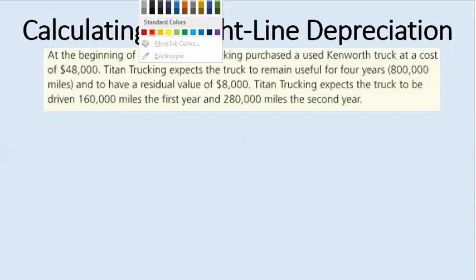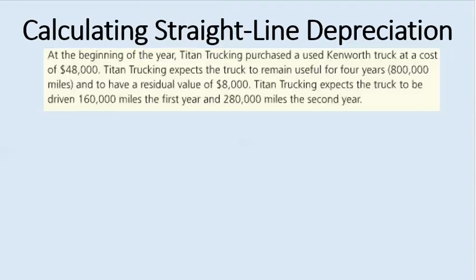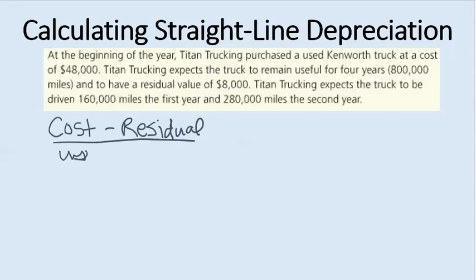So first thing we need to do is figure out what our formula is for calculating straight line. And remember, it's the easiest formula that we have. It goes cost minus residual or salvage. Same, means the same thing, just a different term, and divided by its useful life. Okay, so that will be our straight line depreciation.